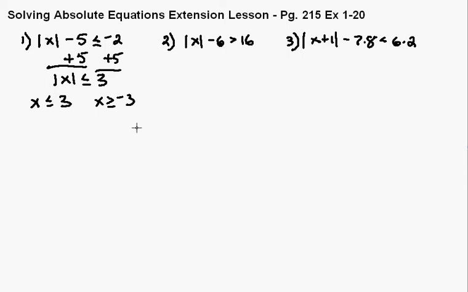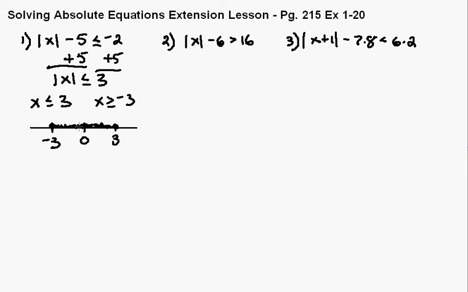Doing the number line with this, I have 0, I have 3, I have negative 3. These are equals, both less than or equal to and greater than or equal to, so I'm going to put a dark circle on both 3 and negative 3. So I have x less than 3 going this direction, x greater than negative 3 going this direction. So we have two endpoints and all the points in between.